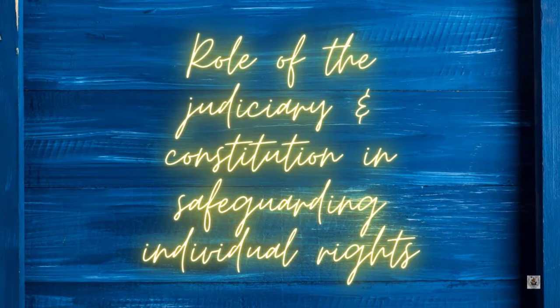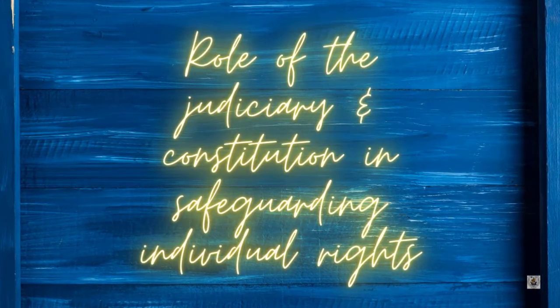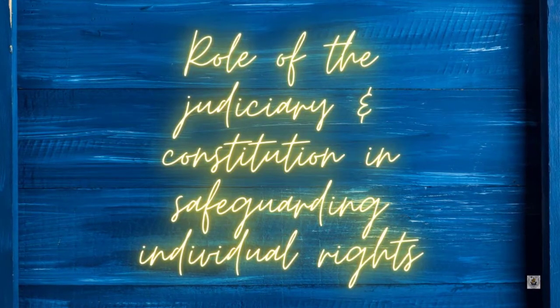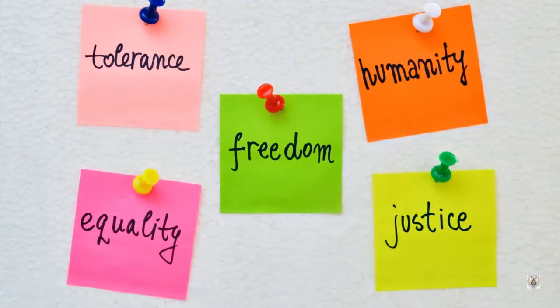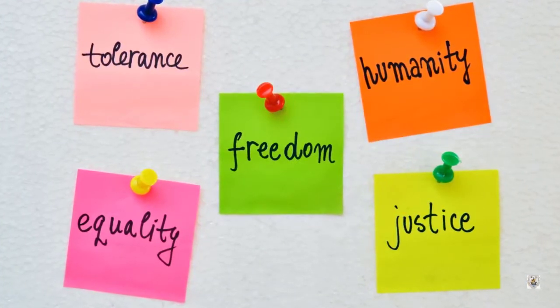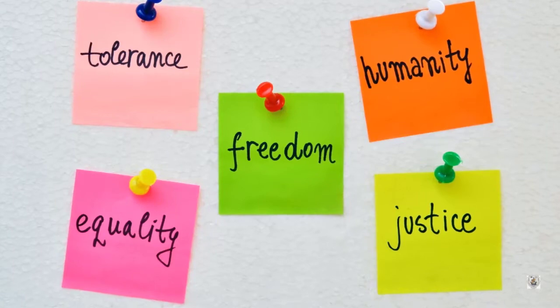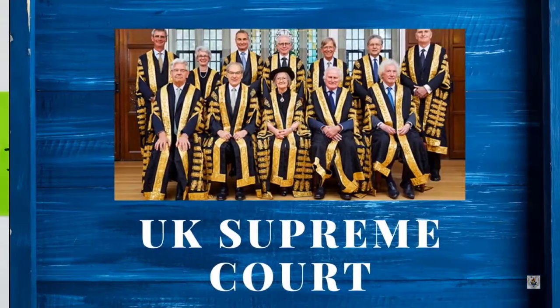Our fourth and final theme of comparison is the role of the judiciary and constitution in safeguarding individual rights according to the UK and US constitutions. In the UK, the Human Rights Act of 1998 is incorporated into UK statute law. This means that individuals are, in theory, protected by these rights in a court of law.